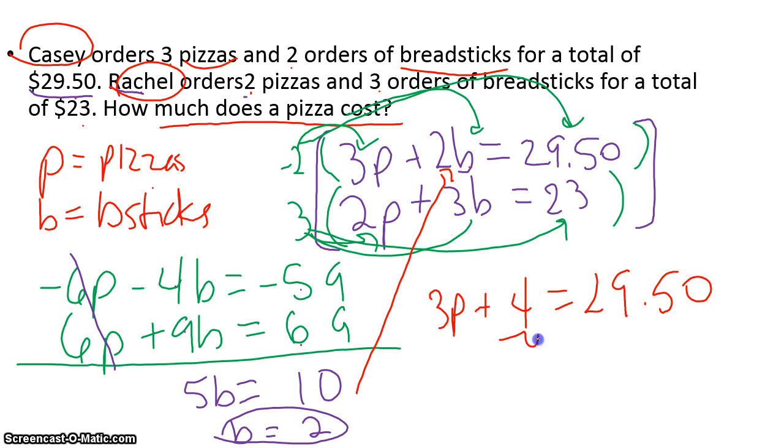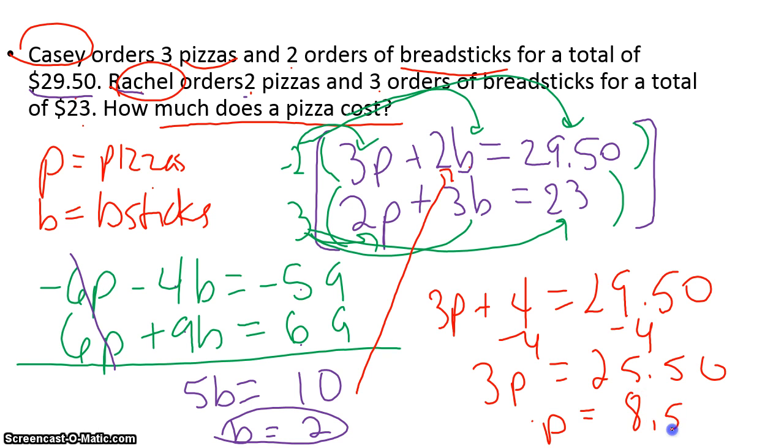Let's move our 4 over. So we get 3p equals $25.50. And then divide out our 3, and that would give us our cost of the pizzas. $25.50 divided by 3 would be $8.50.